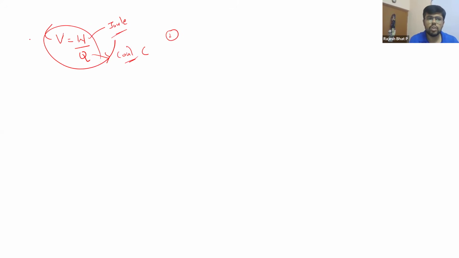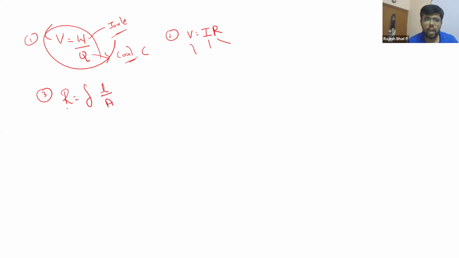The second one that you should know is your Ohm's law equation, V is equal to IR. This is the second equation you should know, where I is current, R is resistance, and V is your potential difference. And the third one that you should know is resistance is equal to rho L by A.